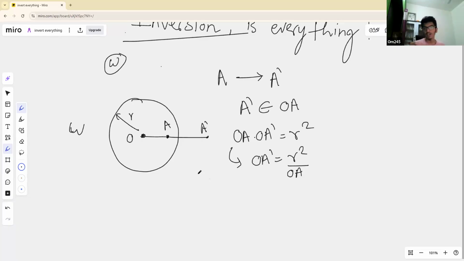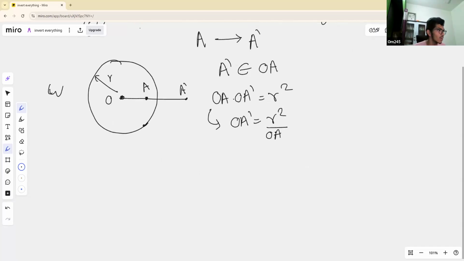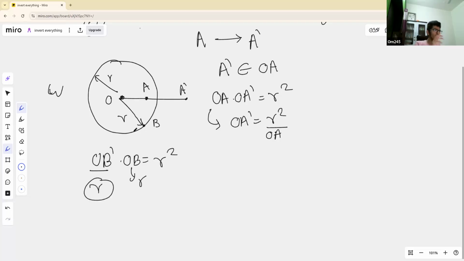First of all, let's go with some examples. Suppose we consider some point B here. Where will this point B go? This distance OB is R itself. So OB times OB dash should equal R square, but OB is already R, so OB dash has to be R. That means B equals B dash if B lies on the circle.